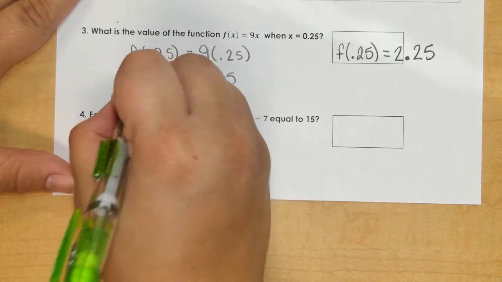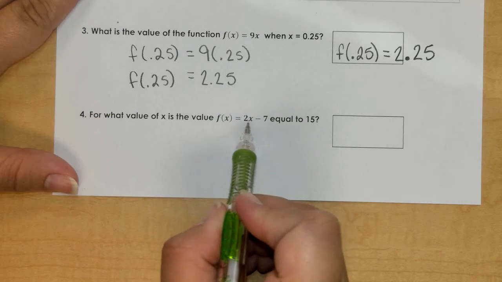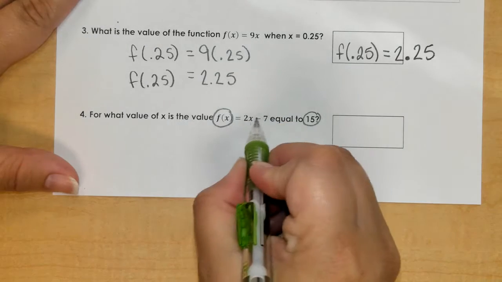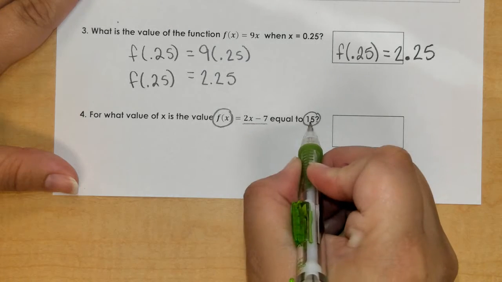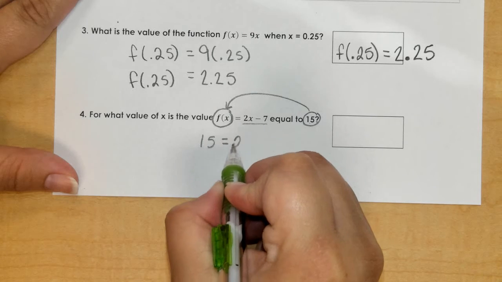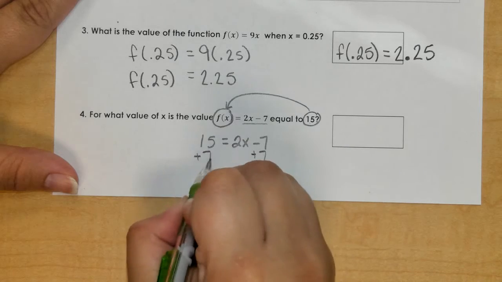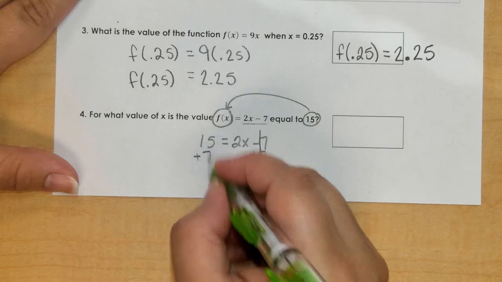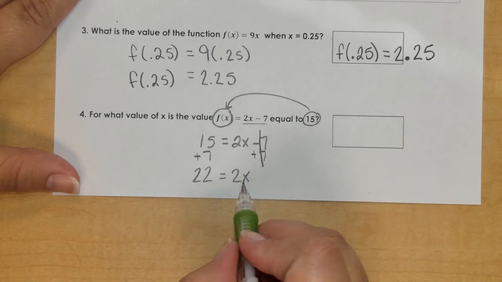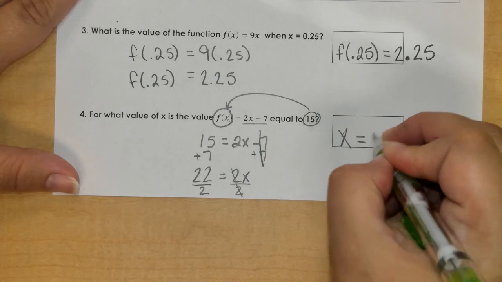Okay. And then for number 4, for what value of x is the value f of x equals 2x minus 7 equal to 15? So right here, this expression equals 15. You're plugging that in for the f of x. So you say 15 equals 2x minus 7. We're adding 7 over. So we have 22 equals 2x. To get x by itself, divide by 2. And x is 11.